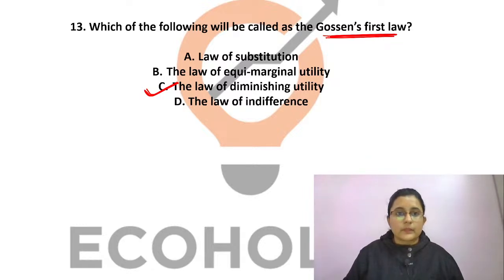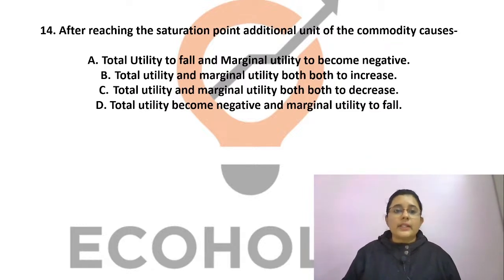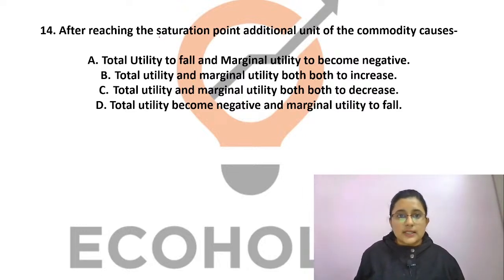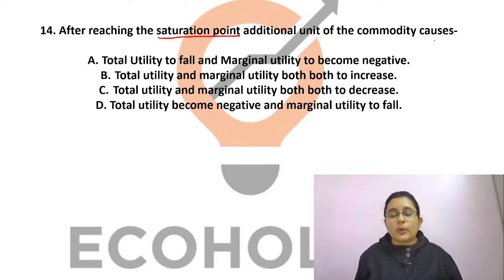Okay. Next question. After reaching the saturation point, the consumer has reached the saturation point. Additional unit of a commodity causes, option A, total utility to fall and marginal utility to become negative. Option B, total utility and marginal utility both to increase. Option C, total utility and marginal utility both to decrease. Option D, total utility becomes negative and marginal utility falls.